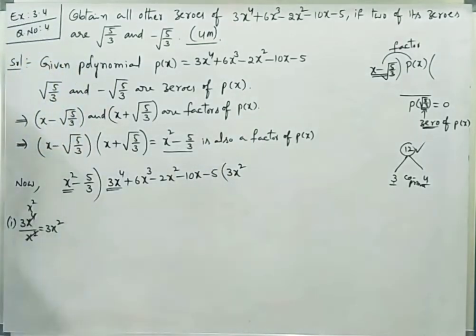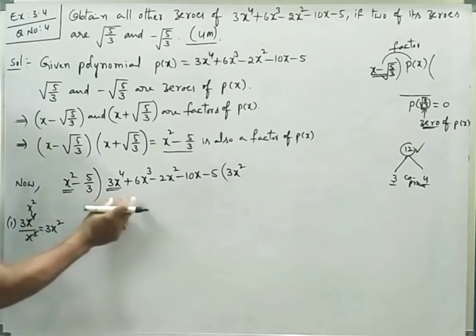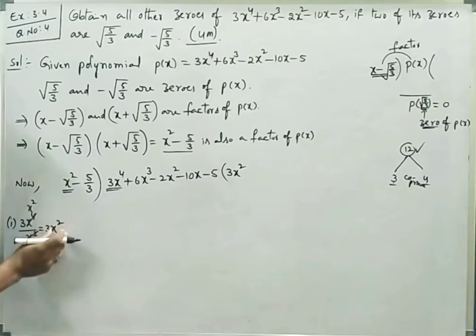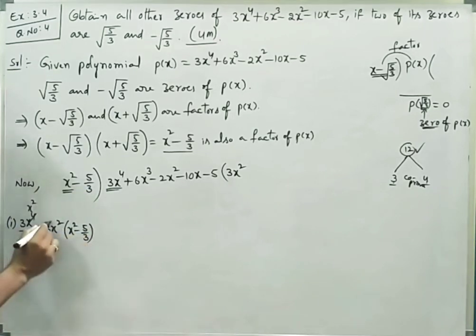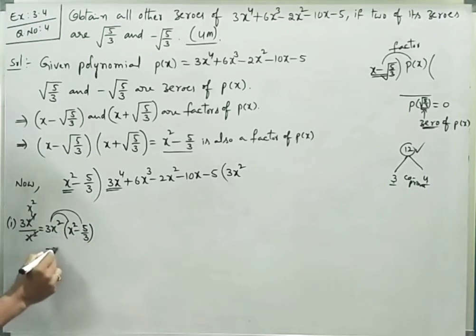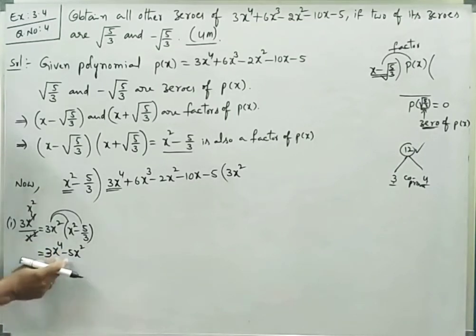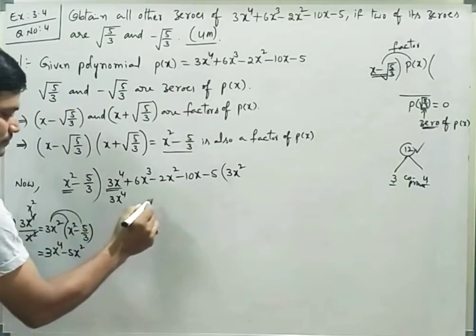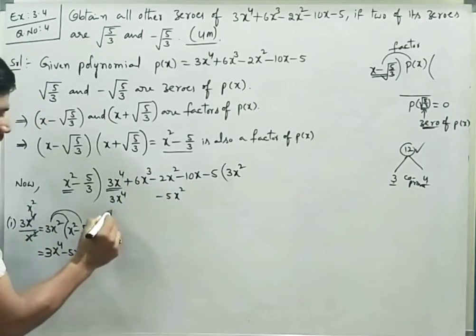3x square. With this 3x square, you have to multiply these two terms and you should write the product under the dividend. So, let me multiply this divisor here itself, that is x square minus 5 by 3. Apply the distribution. 3x power 4 minus 3 gets cancelled, 5x square. 4th degree, 2nd degree. I will write here and there 3x power 4 minus 5x square. You should write under the like terms only.